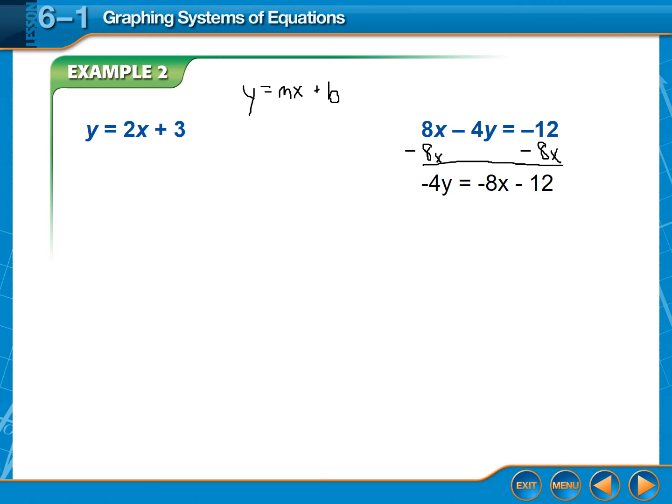So now my equation has, we're almost there, negative 4y, so I need to remove the negative 4. I'm going to divide by negative 4. Since I'm multiplying negative 4 times y, in order to cancel that out, I'm going to divide by negative 4. And since I divide this side by negative 4, I need to divide both terms on the other side by negative 4 also. So negative 8x gets divided by negative 4, and negative 12 gets divided by negative 4.